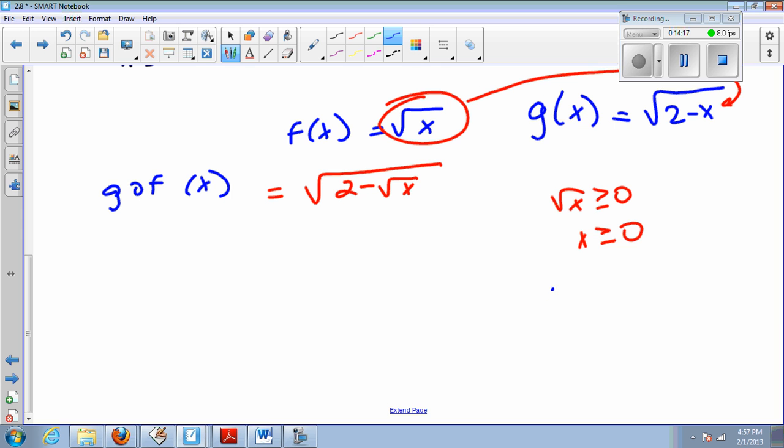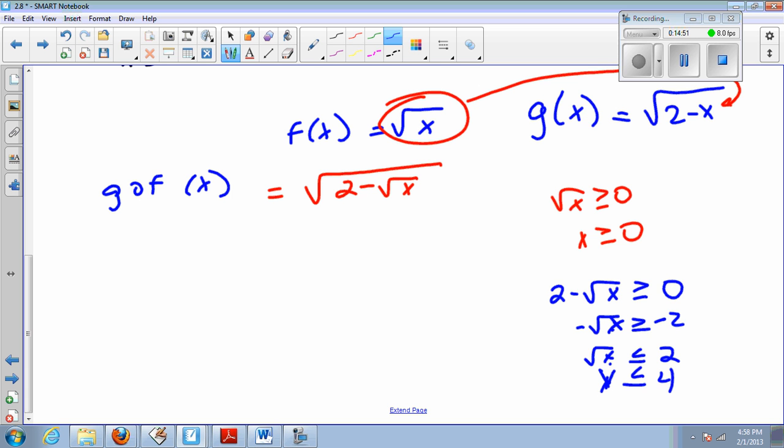It also occurs when 2 minus root x is greater than or equal to 0, which if we solve that out for x, x is less than or equal to 4. I keep forgetting to flip my arrow. So we are limited on both sides. Our domain occurs where x is greater than or equal to 0 and less than or equal to 4. You could also use interval notation from 0 to 4.